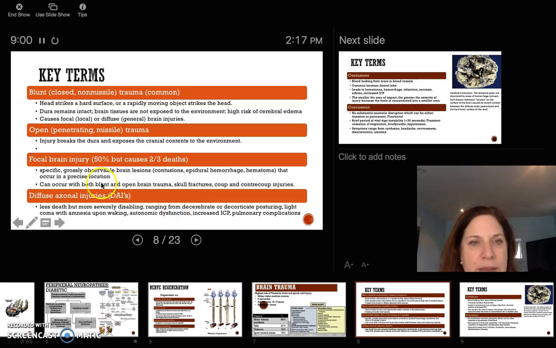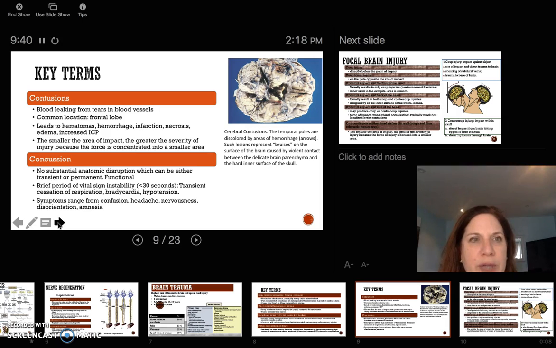So this is something like a concussion where you have tearing of the neurons inside the brain, but it is not an open head trauma. These people can have increased intracranial pressure, they can have coma, amnesia, concussion syndromes for weeks and weeks and months and months. The most common injury that we're having is a focal brain injury, which is 50%, but actually causes 2/3 of death.